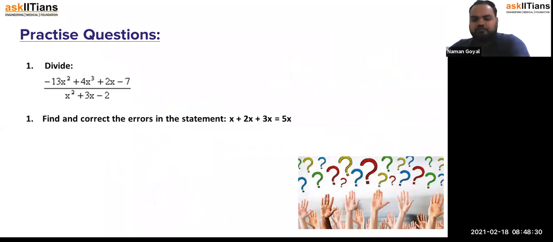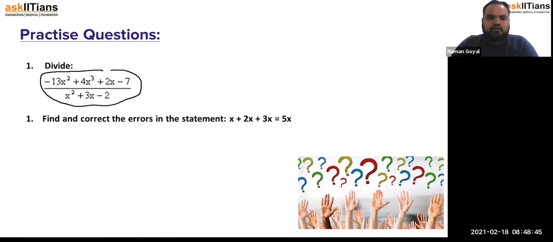Now there are some practice questions, we have to do them. First of all, what we have to do, we have to divide that quantity. So for the first one, listen, we have to write down the larger one first. So it will be 4x cube minus 13x square plus 2x minus 7 is going to be divided by x square plus 3x minus 2.